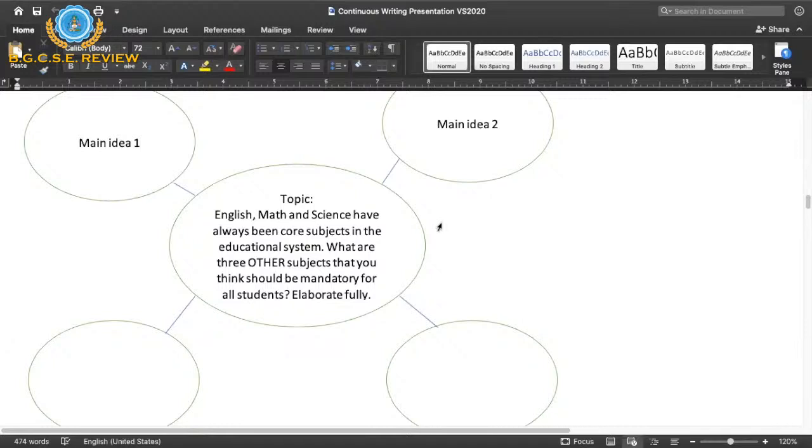So students, I want you now to go back to your notebooks where you would have written this brainstorming chart, and I want you to write the 3 or 4 subjects that you would choose that should be mandatory for all students. So in main idea 1, I want you to put the first subject that you would have chosen. Main idea number 2, I want you to put the 2nd subject that you would have chosen. Main idea number 3 and number 4. I want you to put the 4 subjects that you chose should be mandatory for all students. I will give you 1 minute to fill in your brainstorming chart.